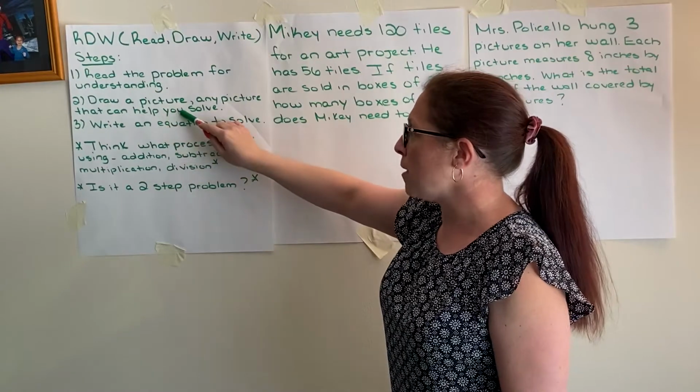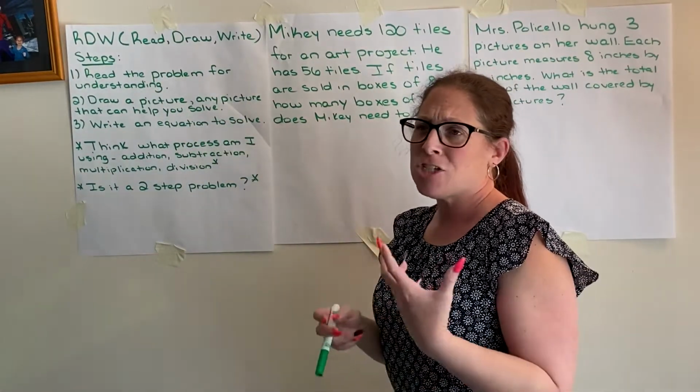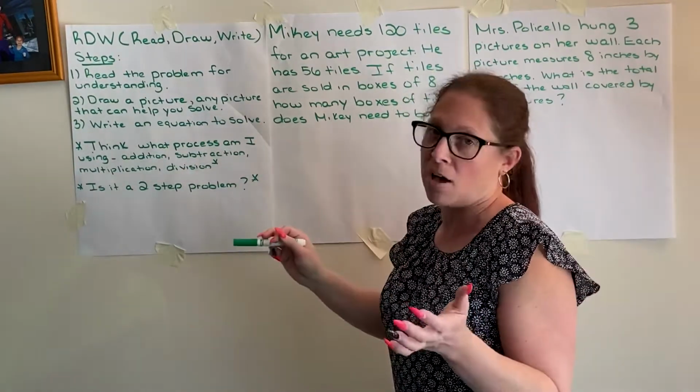Step 2, we're going to draw a picture. Any picture that can help you solve. It can be an array, a tape diagram, just a simple drawing of the object. They're asking circles, squares, okay? Anything to help you solve.